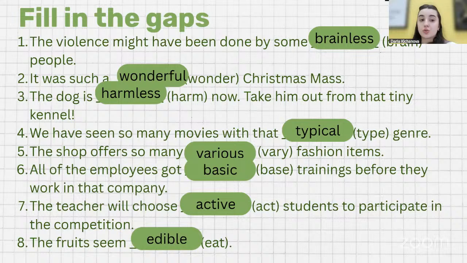And to sum up, we used the suffixes -less, -ful, -al, -ous, -ic, -ive, and -able. So as you can see, even if you didn't know how they were created, now you know some basic adjective suffixes, and you can work with them.